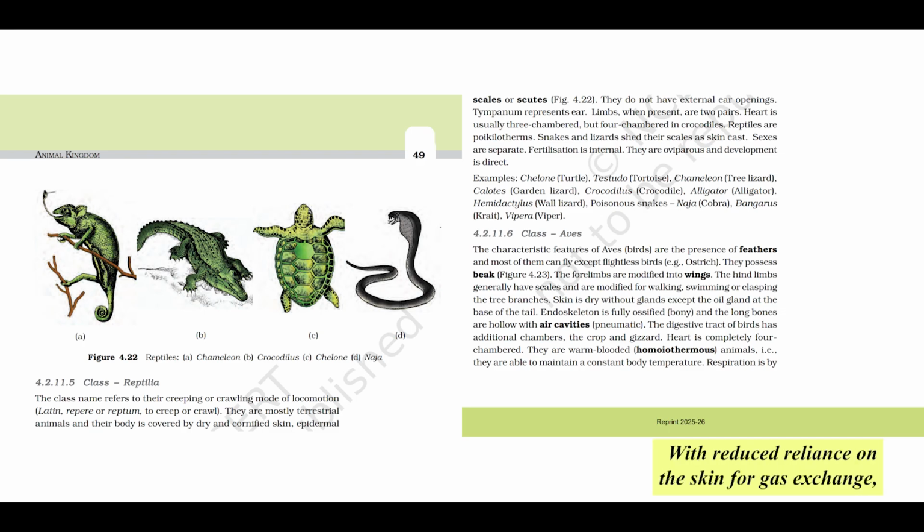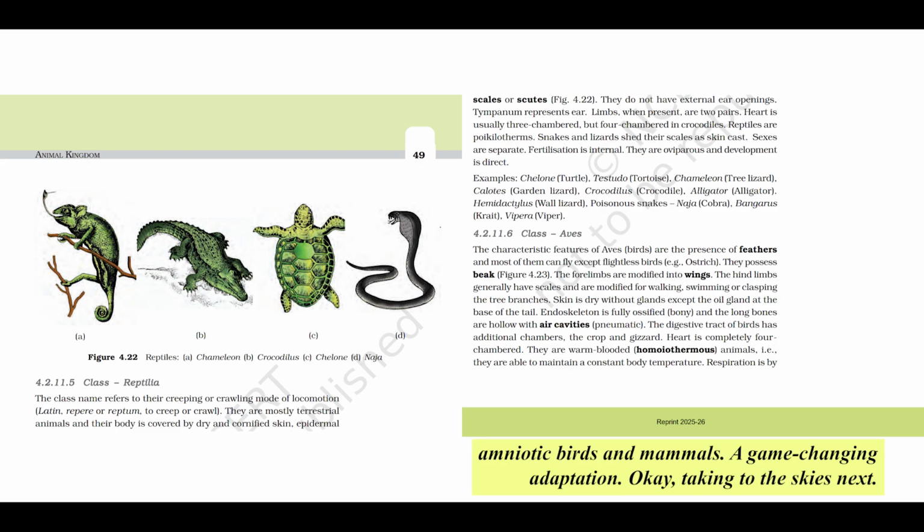With reduced reliance on the skin for gas exchange, reptiles evolved more complex and efficient lungs, further supporting a more active terrestrial lifestyle. So, in terms of evolutionary significance, the development of dry, cornified skin, along with the amniotic egg, represents the key innovations that led to reptiles' greater independence from water. This allowed for their widespread radiation and diversification across land, paving the way for the subsequent evolution of other fully terrestrial amniotes, birds and mammals. A game-changing adaptation.